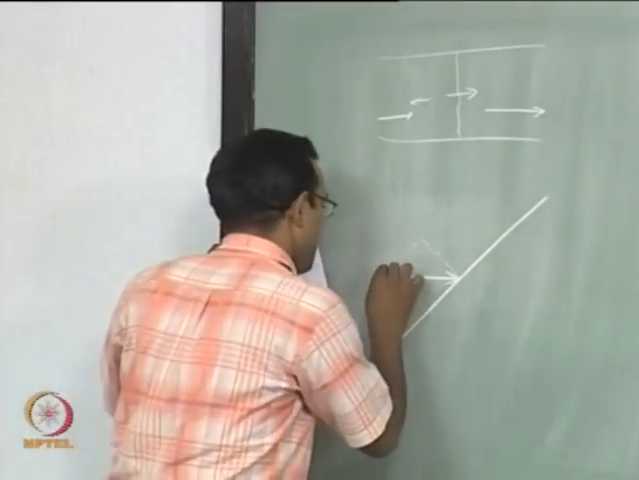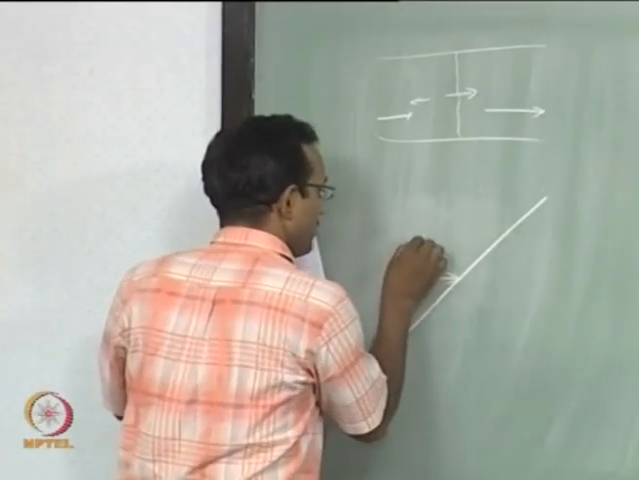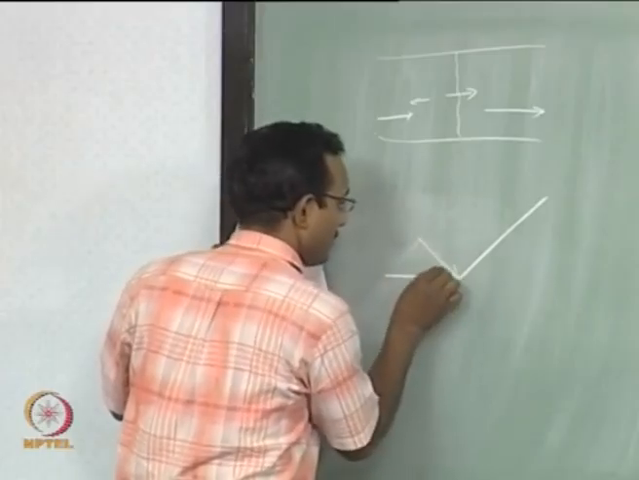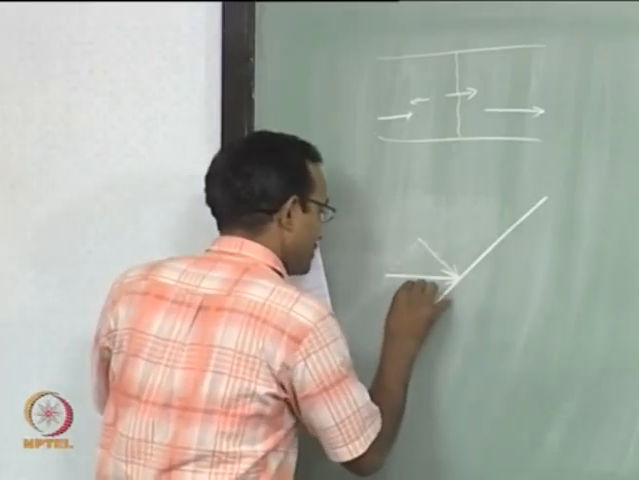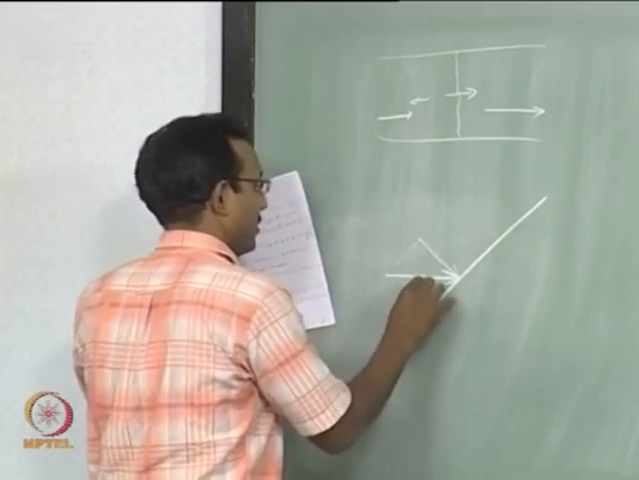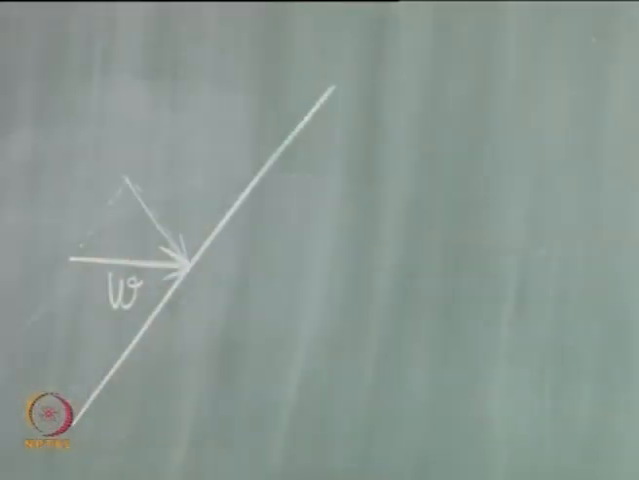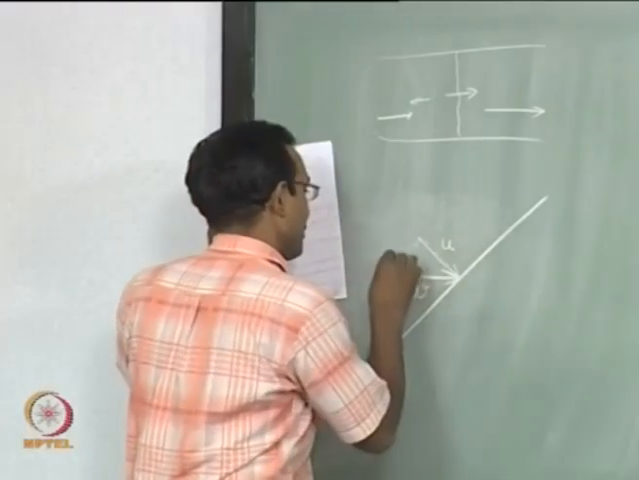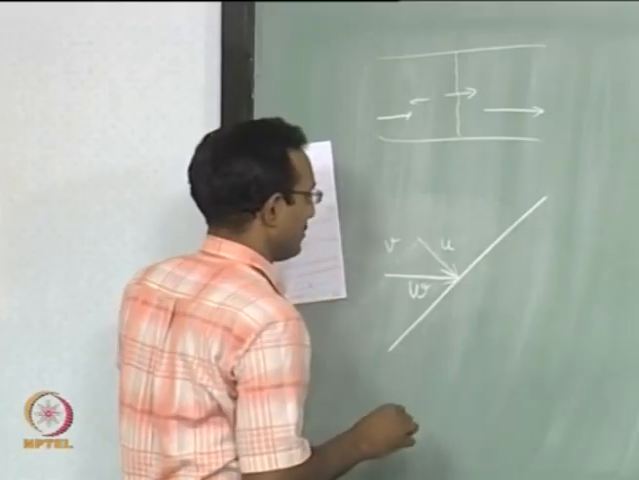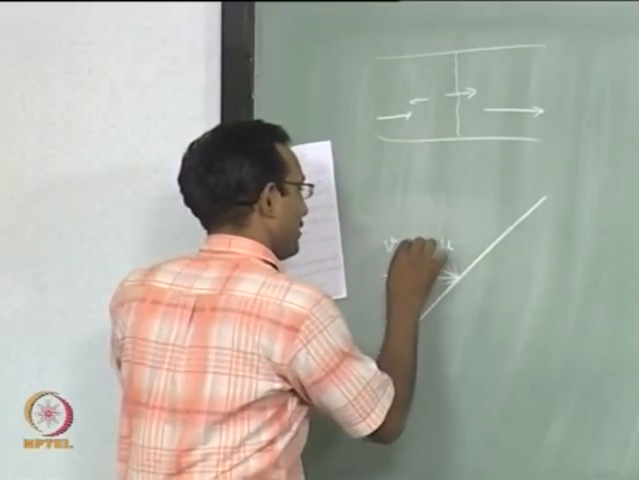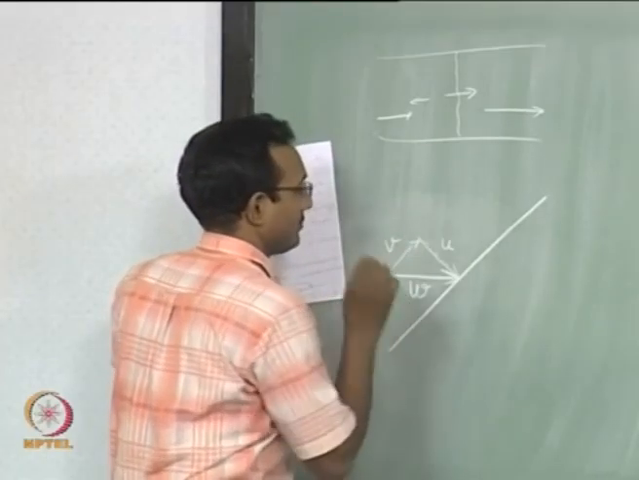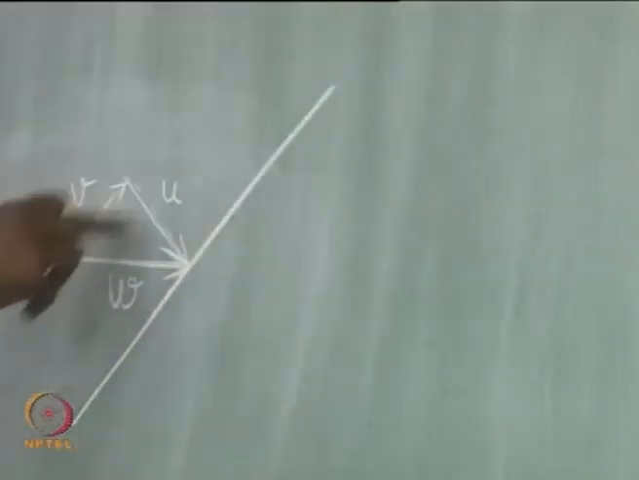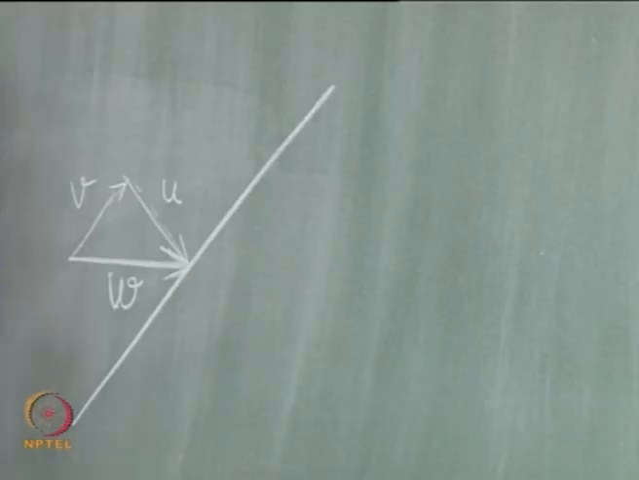Let us call this my w velocity, small w. I want 3 different variables for velocity. I am going to use u, v and w. I will have u here, v here, and w is the total. The net velocity will be this. These are the components. This is how I am defining it.